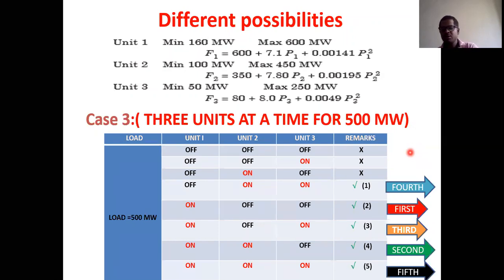Understood? So out of 8 possible combinations, in 5 possible combinations we can meet the load. But out of these 5 possible combinations, what combination do we need to consider? That is based upon the incremental fuel cost.